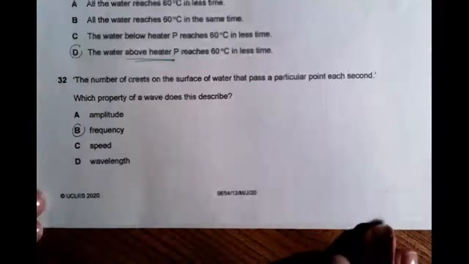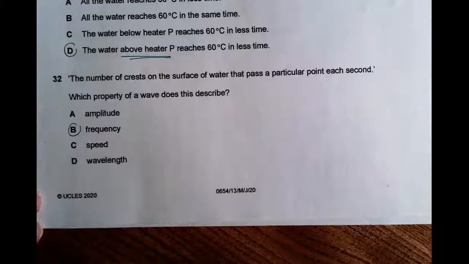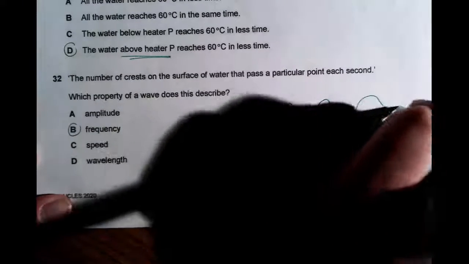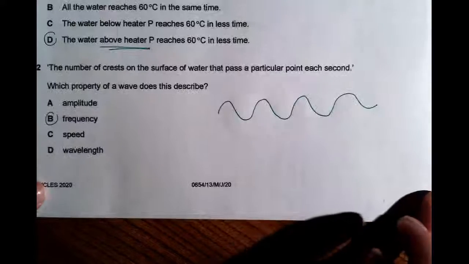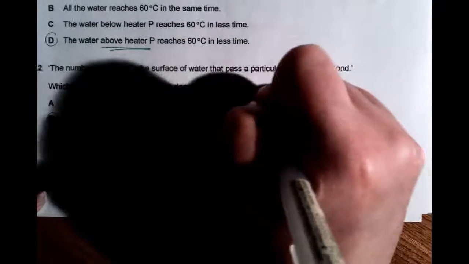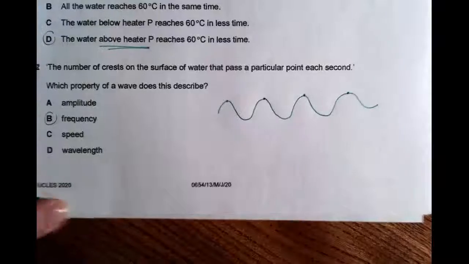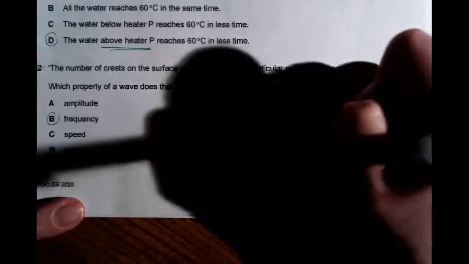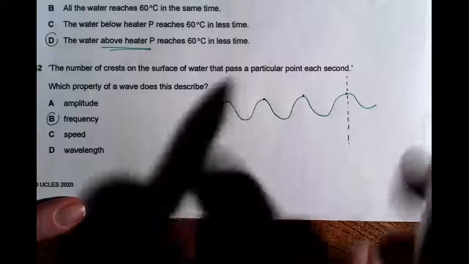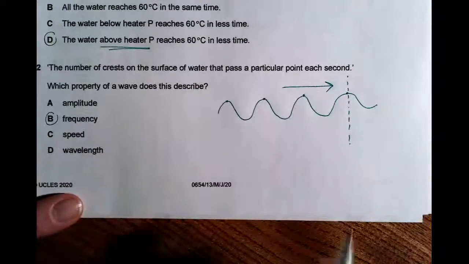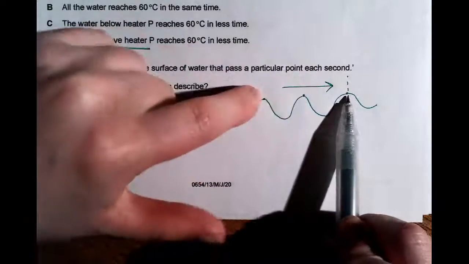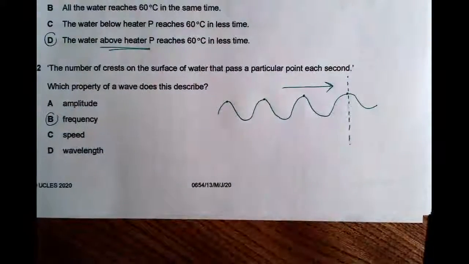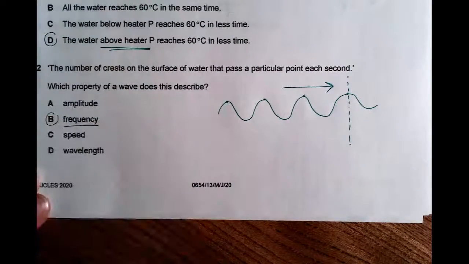32 is one that you just need to remember. The number of crests on the surface of water that pass a particular point each second. So if we sketch out the surface of that water wave, we know that this is the crest point. And if we have a point in space that we are stood at and the wave is travelling in this direction, the number of these crests that pass a point per second is the frequency. We've got to remember the definitions there.